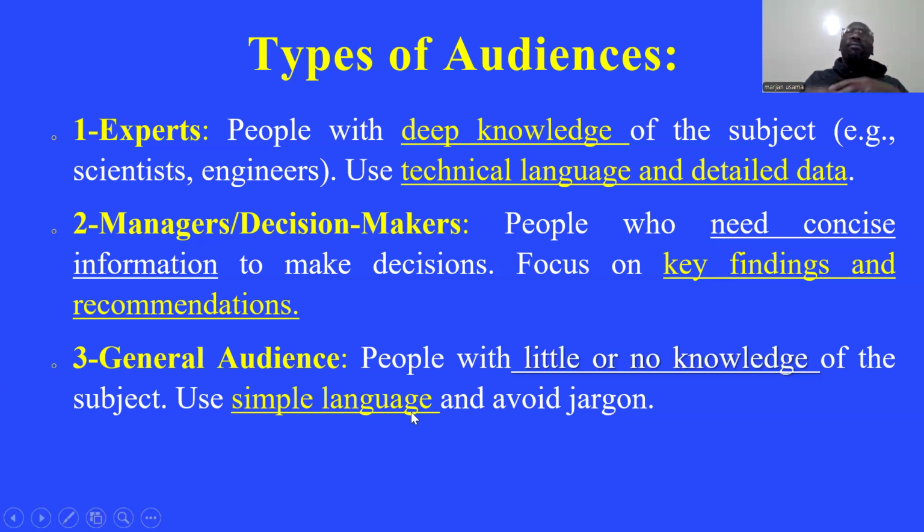Then number 3, we have al-jamhur, the general audience. People with little or no knowledge of the subject. So when you're writing to the general people, what should you do? Use simple language and avoid jargon. Jargon means complex language. So these are people who did not go to school.